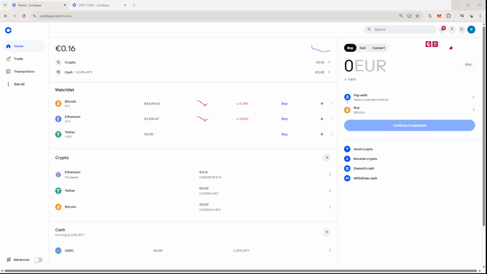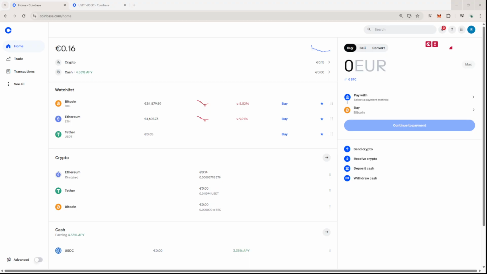In today's video, I'm going to teach you how to avoid high selling fees on Coinbase. If you've ever sold crypto on the default Coinbase interface and felt like the fees ate into your profits, this walkthrough is for you. The goal is simple. Use the tools Coinbase provides to cut costs without adding unnecessary complexity.